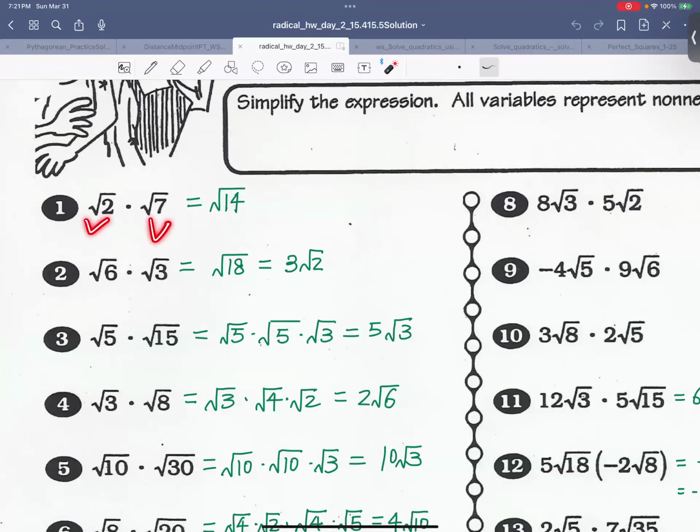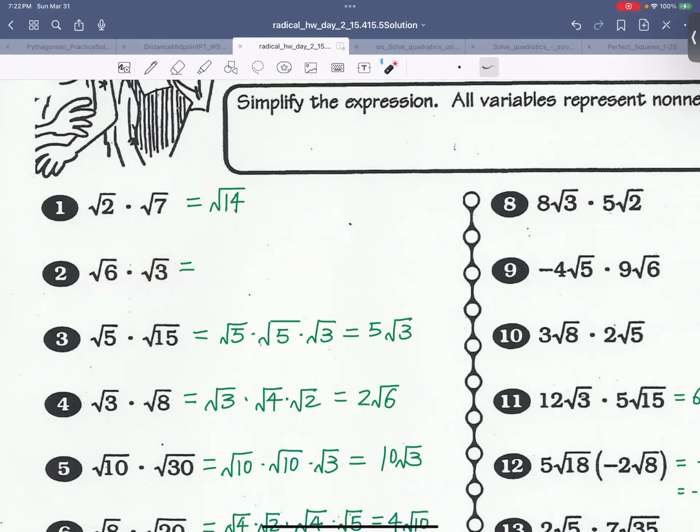2 and 7, they are both prime numbers, so you can just do this multiplication together. And this becomes the square root of 14. The next one, square root of 6 times square root of 3. So look at here, okay? Let's try this one. You have square root of 6 and the square root of 3.